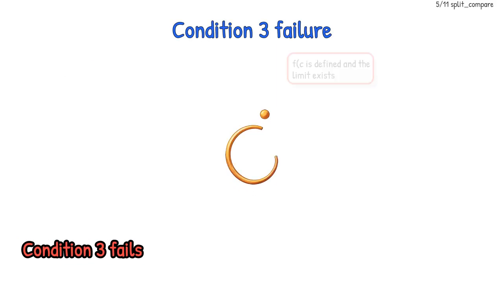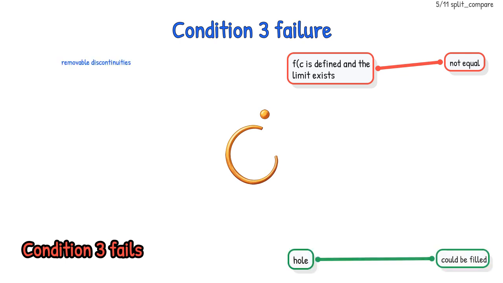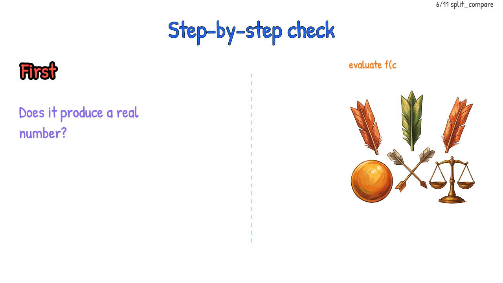Condition 3 fails if f(c) is defined and the limit exists, but they are not equal. This is often seen in removable discontinuities where a hole could be filled. In that case, continuity fails. To verify continuity at x = c step by step, first, evaluate f(c). Does it produce a real number? If not, the function is discontinuous.